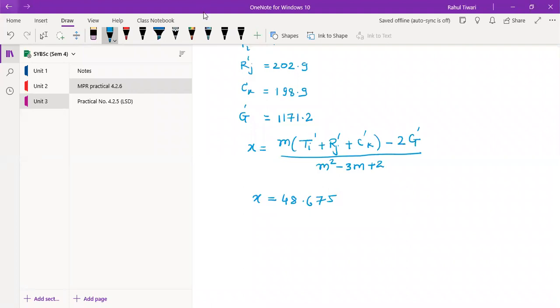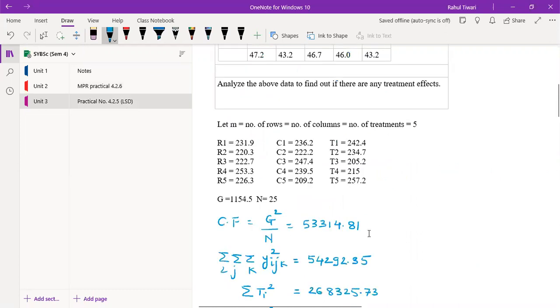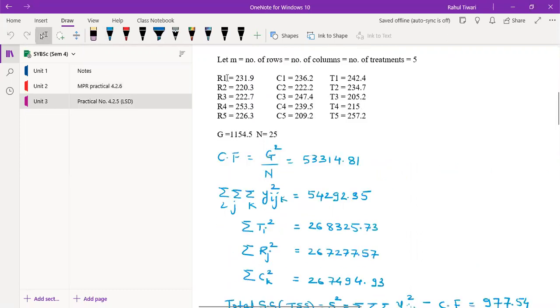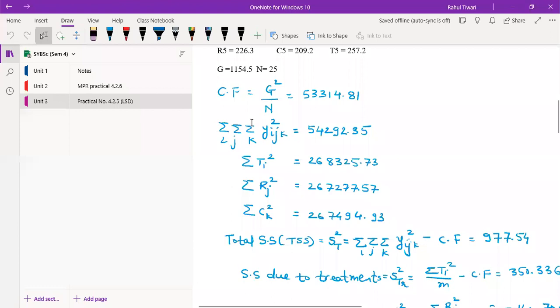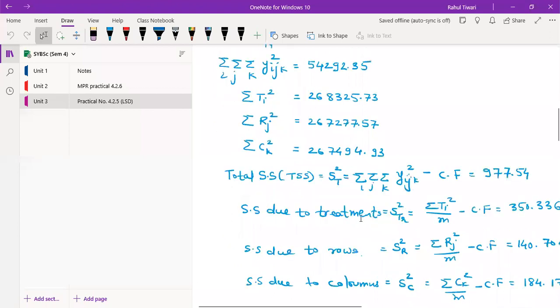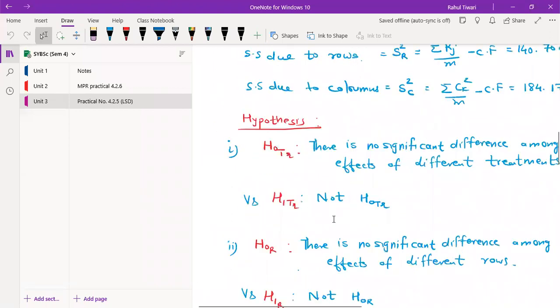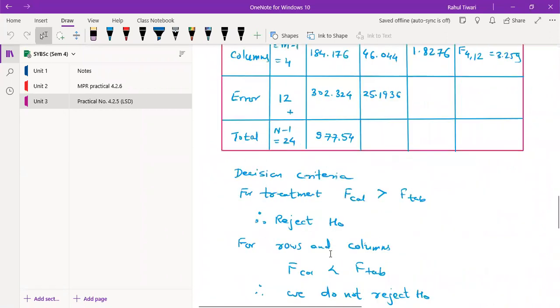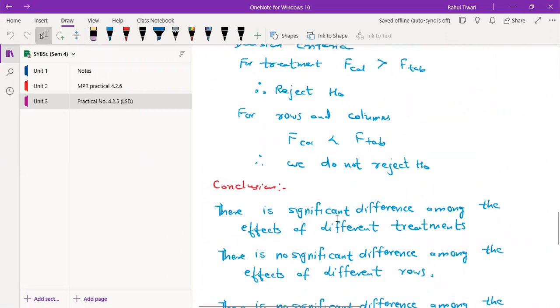Then once you get this value of x, you know the procedure for solving the problem is similar to your LSD, right? So in LSD, what you do after that is find the row, column, and treatment totals. Remember? Then find the correction factor, all these summations, everything. Then the hypothesis, then this ANOVA table, and based on that, the criteria.